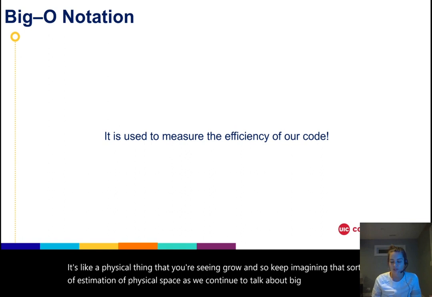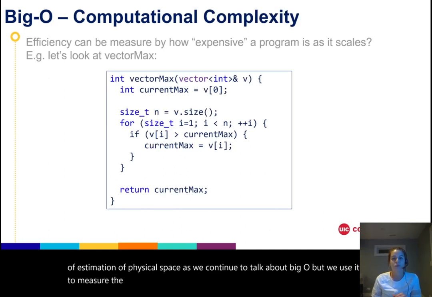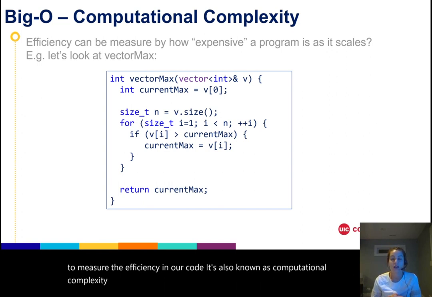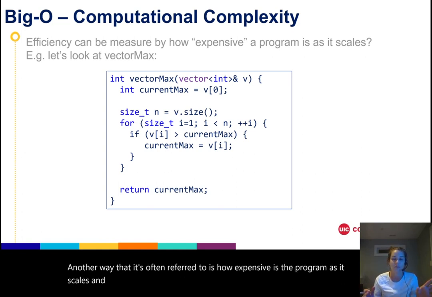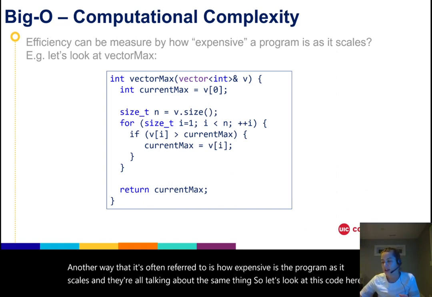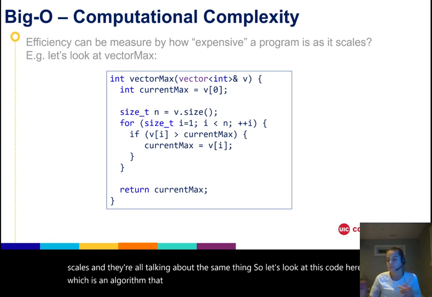But we use it to measure the efficiency of our code. It's also known as computational complexity, and another way that it's often referred to is how expensive the program is as it scales. They're all talking about the same thing. So let's look at this code here, which is an algorithm that calculates the maximum element inside of a vector.